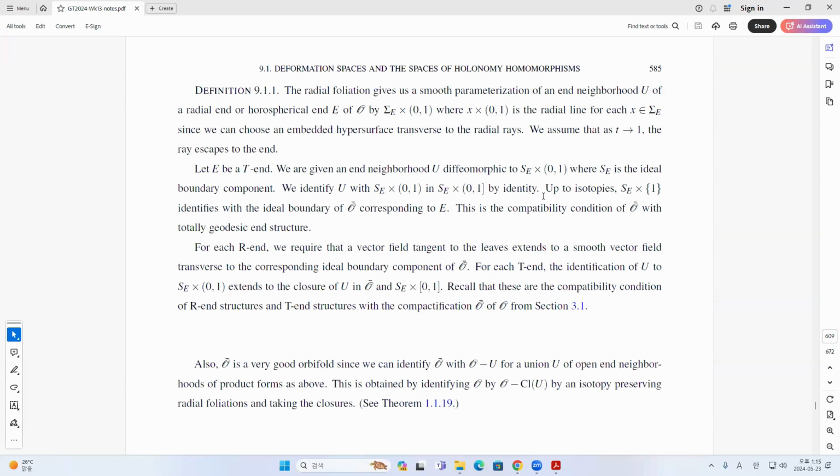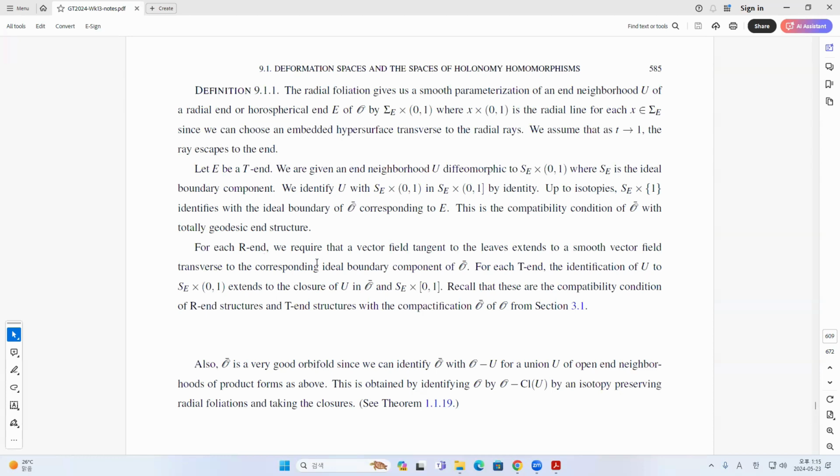So we can identify U with S times 0,1 by the identity, and so by the isotopy, this is identified with the ideal boundary of the compactified O bar corresponding to E. So this is a compatibility condition of O bar with the totally geodesic end structure.